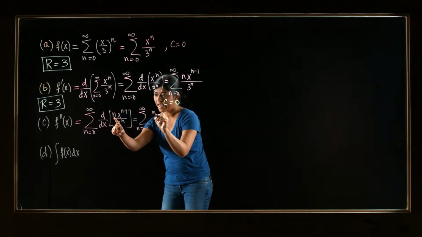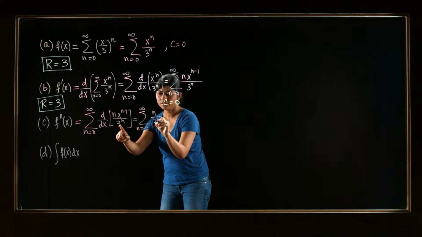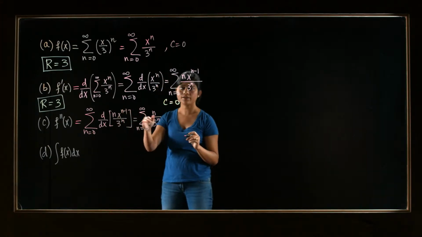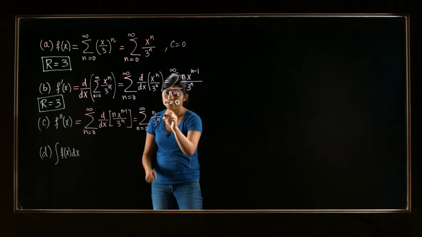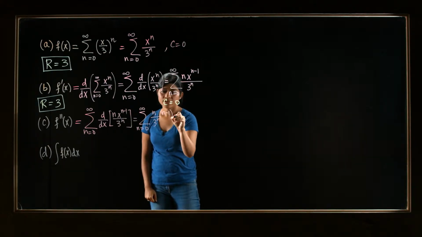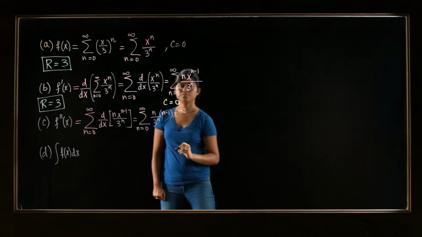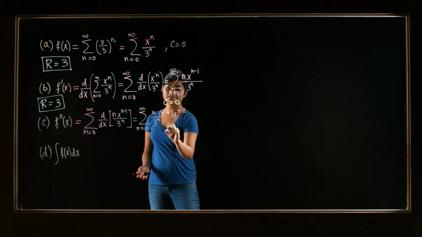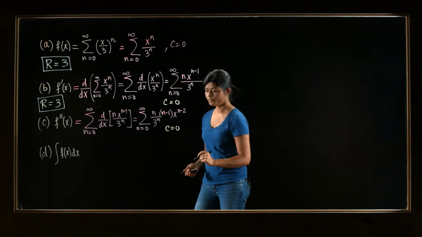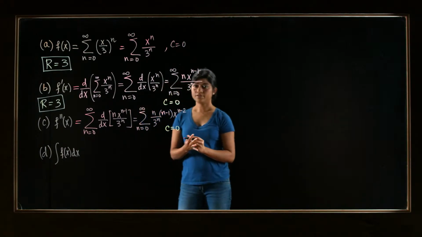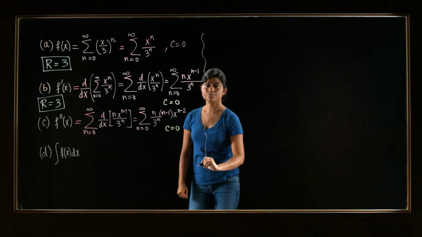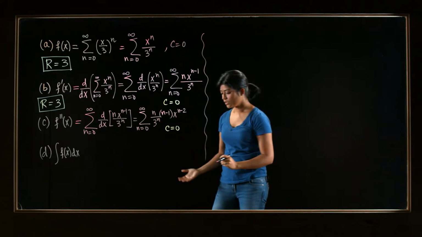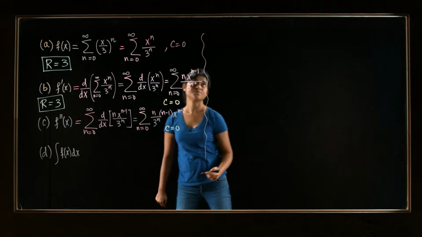And so, n and 3 to the n will be constant, so you can pull it out. And the derivative of x to the n minus 1, again using the power rule, will be n minus 1 x to the n minus 2. And notice that the center for this series is also 0. Okay, now we just have to compute the radius of convergence of this new power series right here. And we apply the ratio test as before.